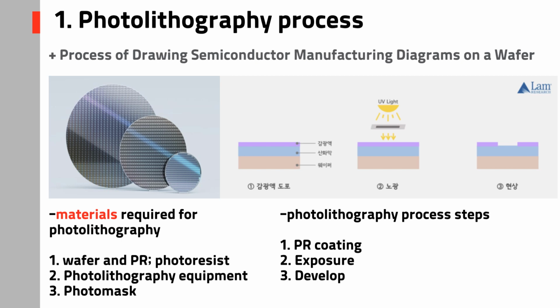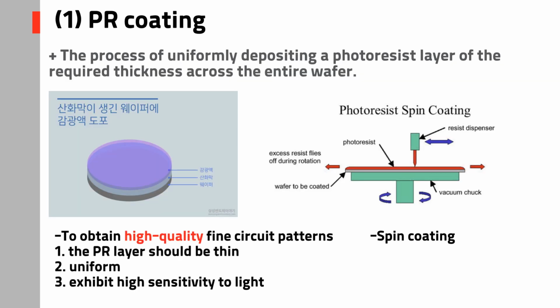the development. The first step is photoresist coating, which is the process of uniformly depositing a photoresist layer of the required thickness across the entire wafer. To achieve high-quality fine circuit patterns, it is essential that the photoresist layer is thin, uniform, and highly sensitive to light. To accomplish this, a method known as spin coating is employed.